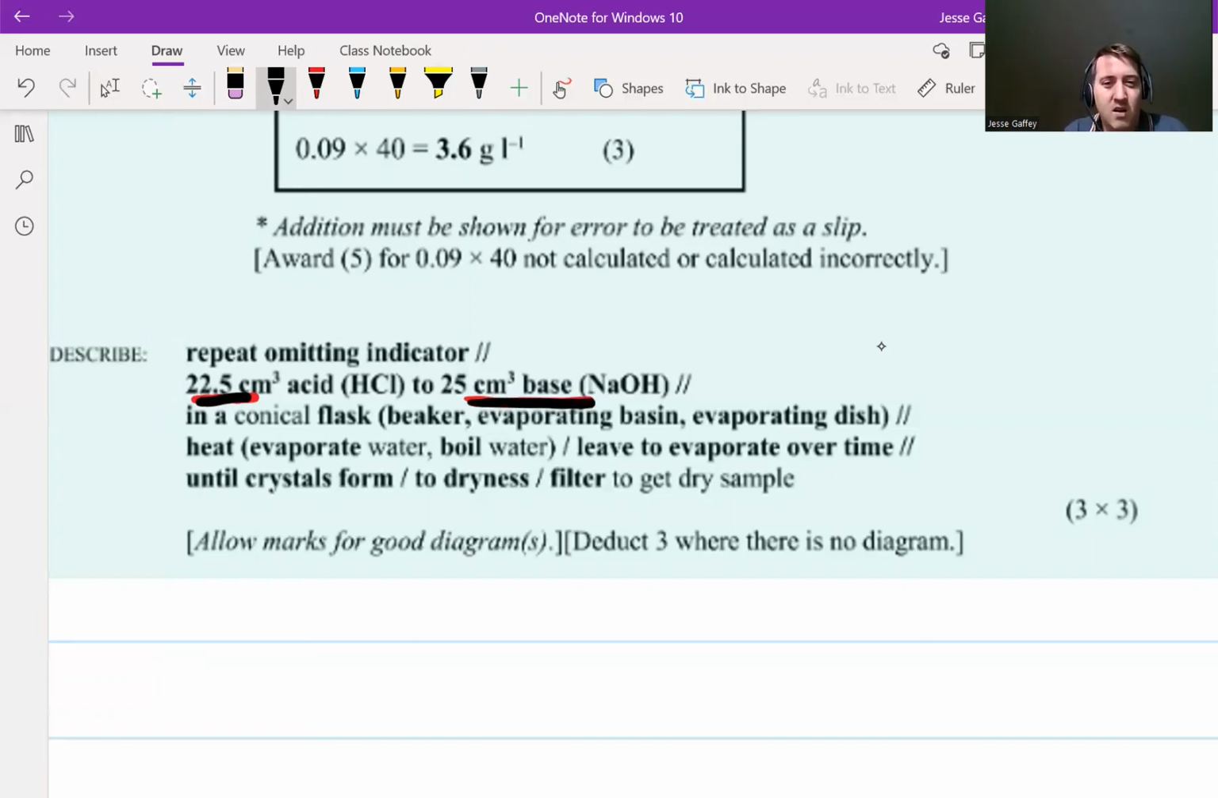And then in a conical flask, it said, okay, so we basically need to heat the solution, and it's letting you do it in any piece of equipment. Look, you can do it in a conical flask, or you can do it in a beaker, evaporating basin, or evaporating dish. You have to heat it, or else leave it to evaporate water over time until the crystals form to dryness, dry them out until the crystals form.